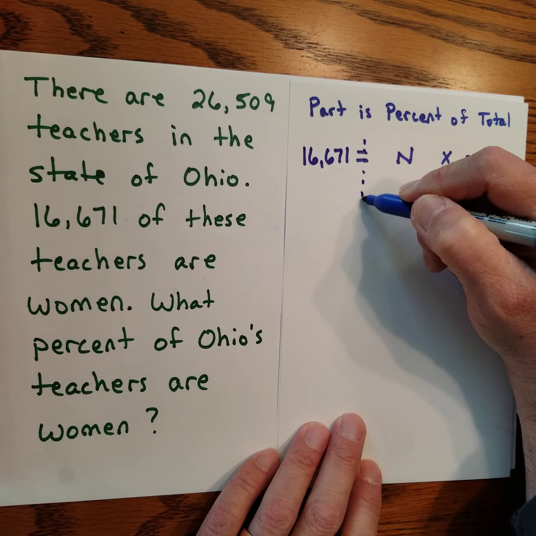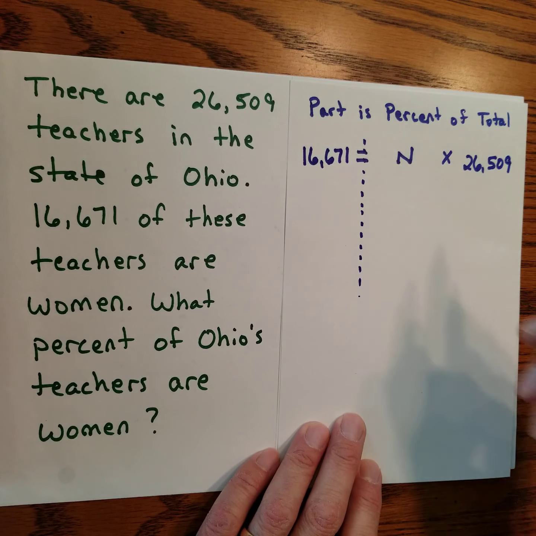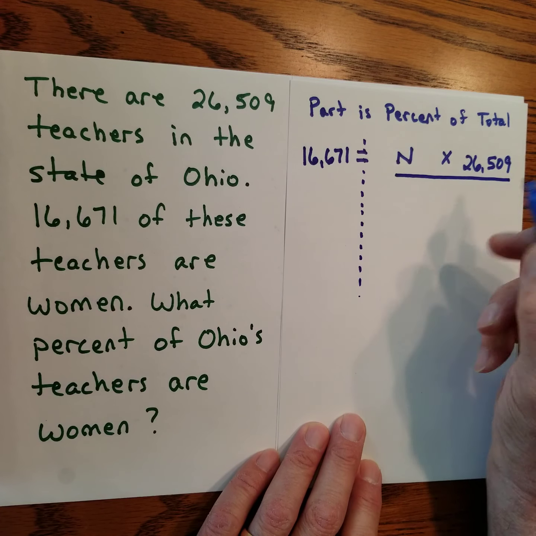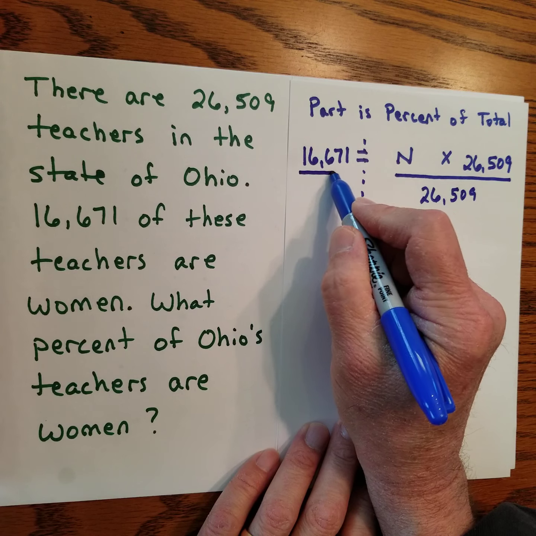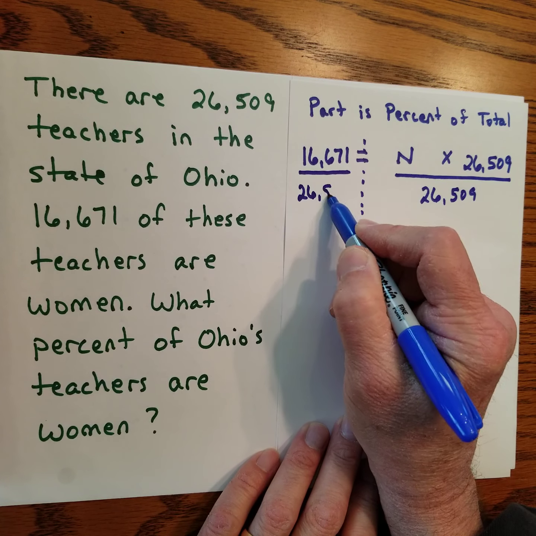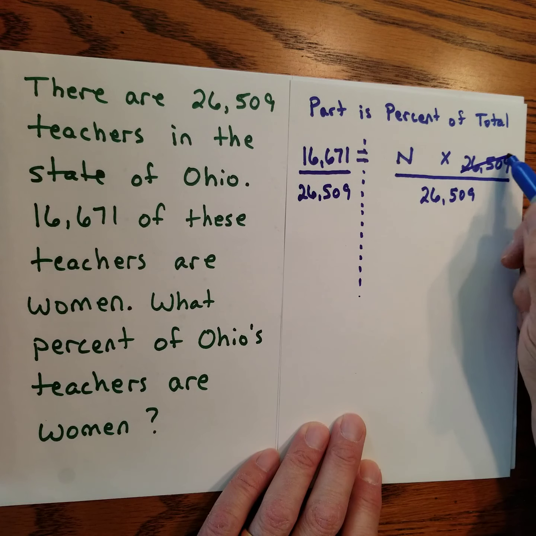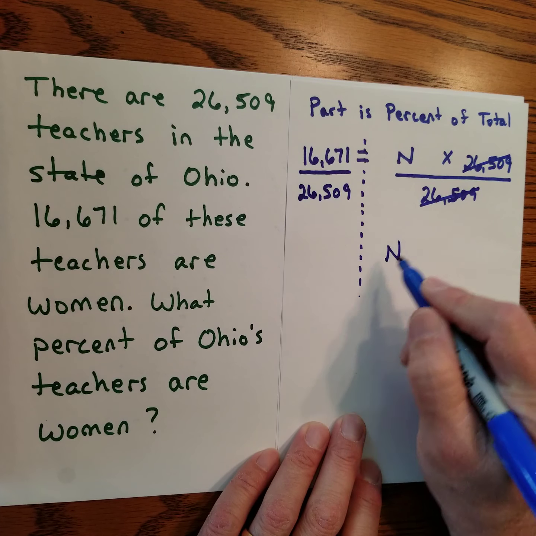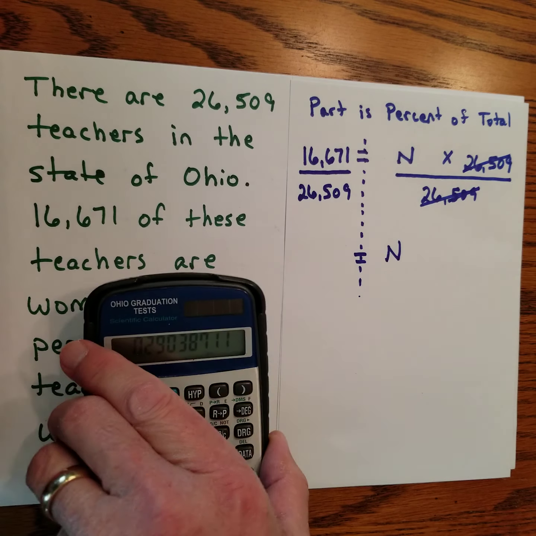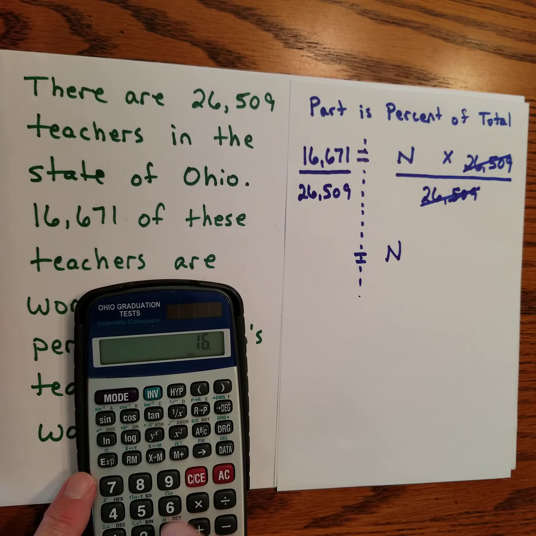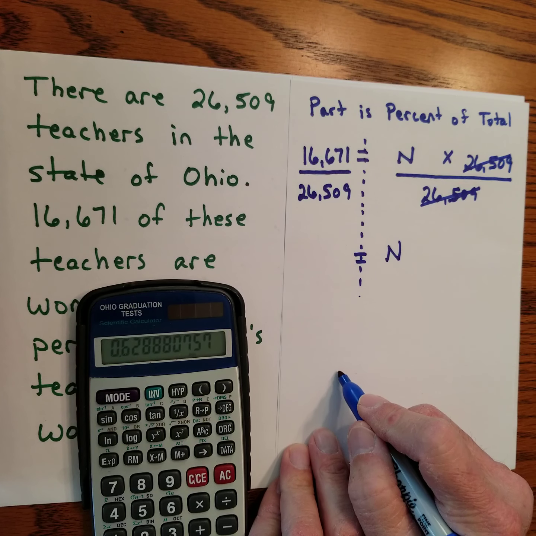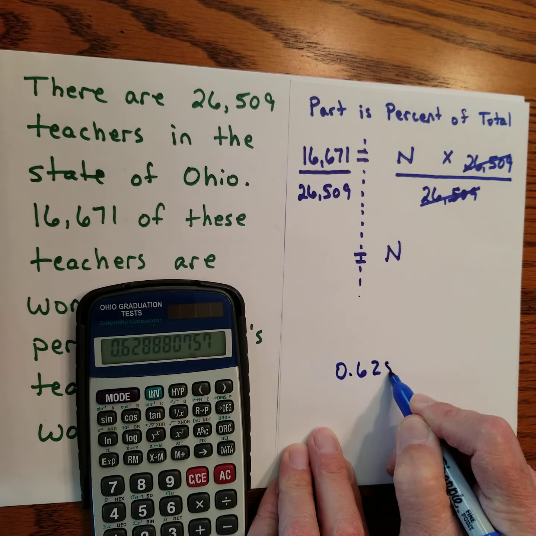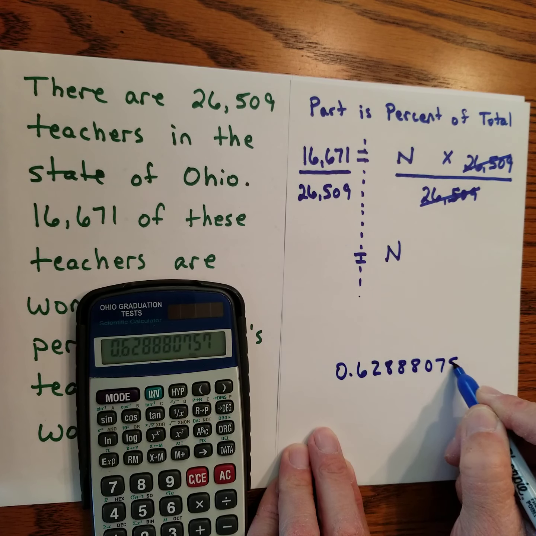Now let's solve the equation so that we have the percentage. The inverse of multiplication is division. We'll divide by 26,509. Do that division on your calculator. Type in 16,671 divided by 26,509. My calculator says 0.628880757.